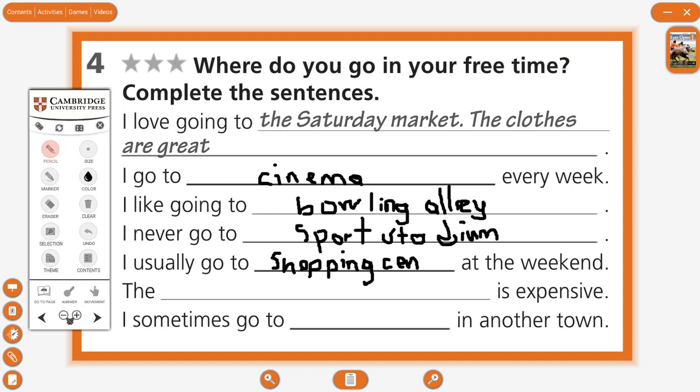Okay, I write shopping center here. And the clothes or the jewelry or the other things are expensive in the shopping center. I write here clothes, and you can write the other things, you know.